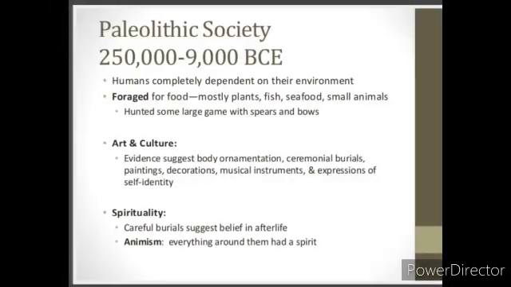Paleolithic society, 250,000 to 9,000 BCE. Humans were completely dependent on their environment. They foraged for food, mostly plants, fish, seafood, and small animals, and hunted some large game with spears and bows.